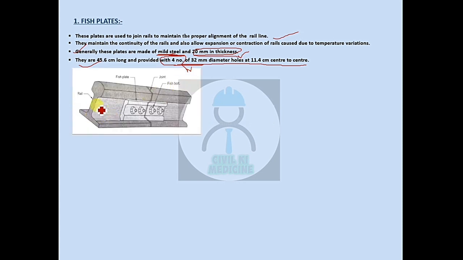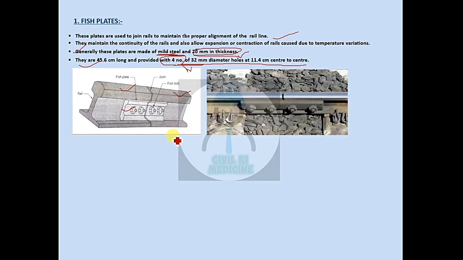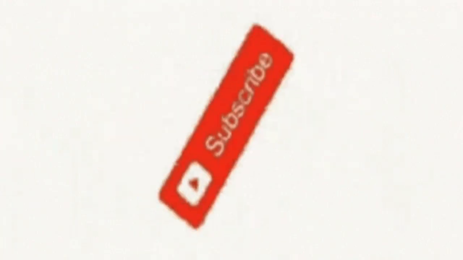This is the fish plate joint. These two ends of the rail are joined by the fish plate. This is the fish plate and these are the fish bolts, four in number. So for one complete fish plate joint, the number of fish plates required is two: this is one, and on the other side, one. Two fish plates form a complete fish plate joint. This is the real view of the fish plate joint.